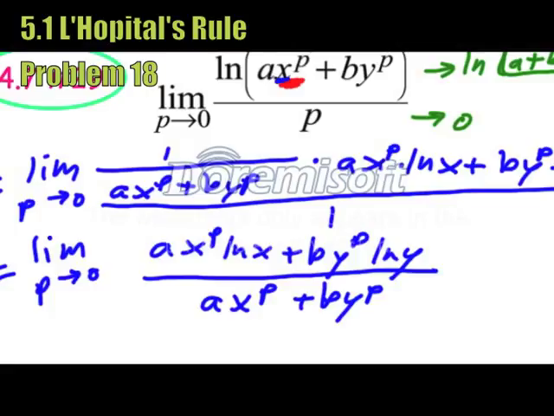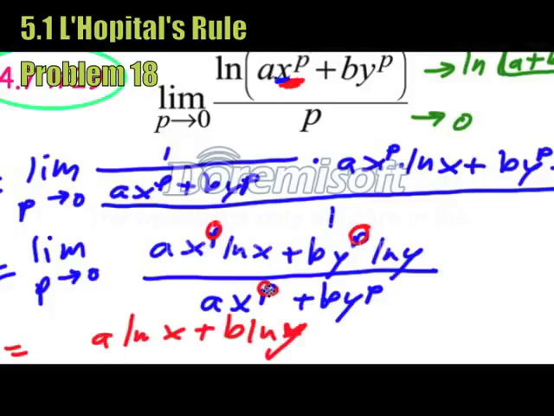Now let's try to plug in 0 for p. So we would have an x to the 0, a y to the 0 there. So those become 1s. So we'd have a natural log x plus b natural log y. Oops, that should be a y. And in the denominator, same thing. 0 in for the p's. We're going to get just a times 1 plus b times 1. So that just gives us a plus b.